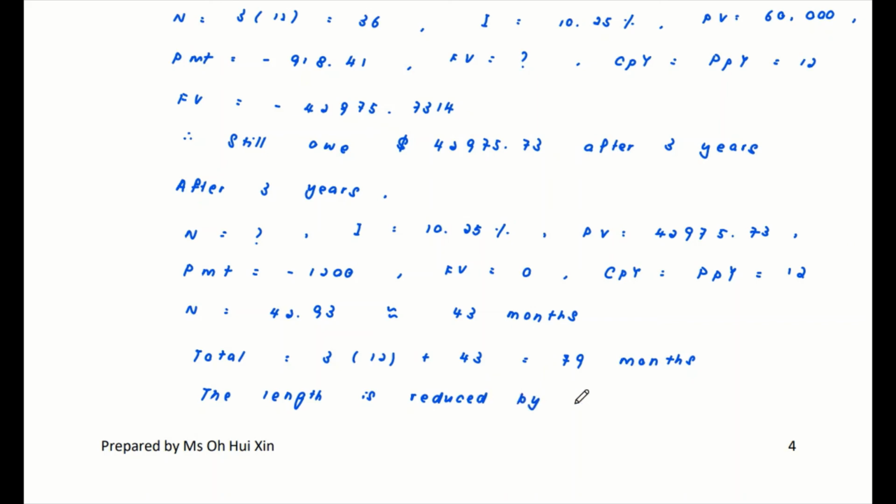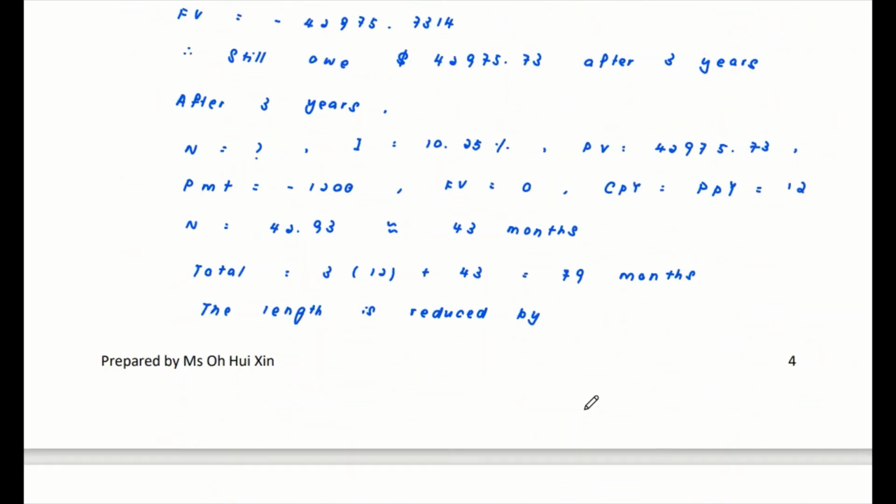Okay, so previously we needed 96, right? So 96 minus 79, then we can get 17 months. So you actually finish earlier compared to the previous one. Alright, so that's the part. So yeah, I hope that is quite clear here. Alright, so now let's move on to the next question.